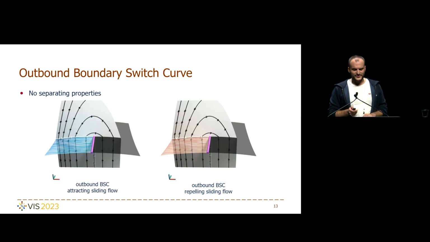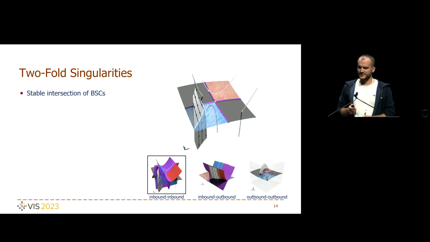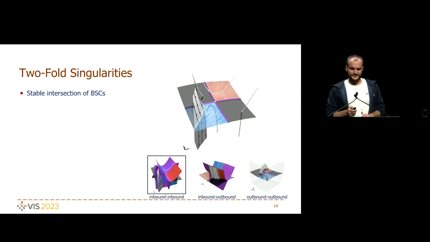As for outbound boundary switch curves, they do not cause manifolds that display separating properties. One interesting property of boundary switch curves of adjacent fields is that they can intersect, causing so-called two-fold singularities. There are three different type combinations possible.